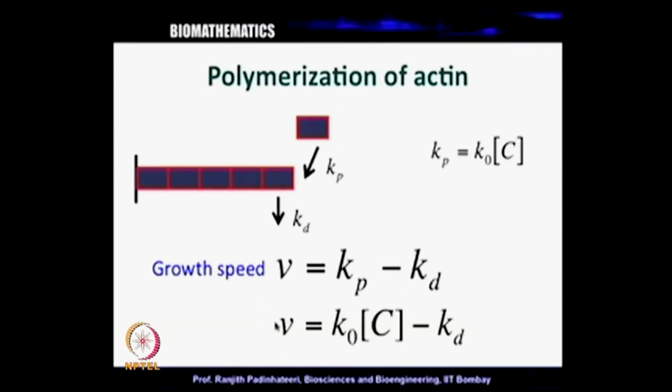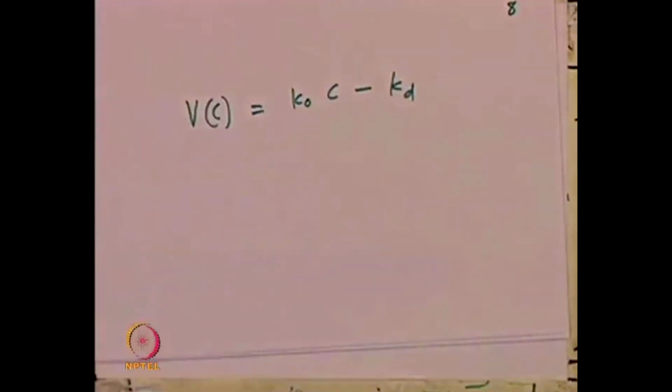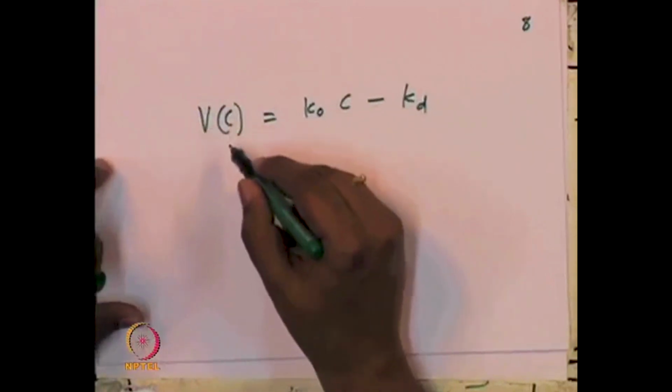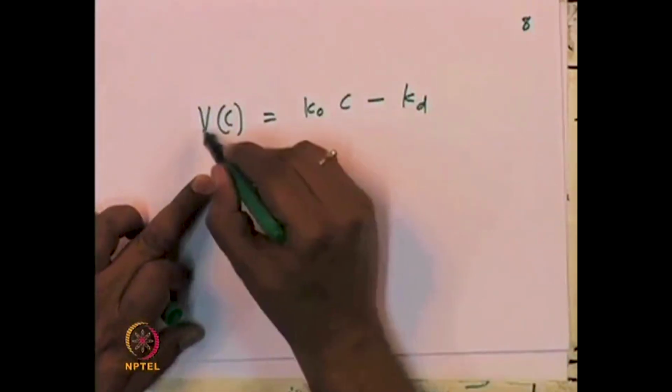So, V represents the speed or velocity. So, the growth velocity is K0 times C minus Kd. So, this is the function. So, we have a function. Let us look at V, which is a function of C, is K0 times C minus Kd. In other words, you can write this as your f of x, the function velocity is a function of concentration. So, the function we are interested in here is velocity.